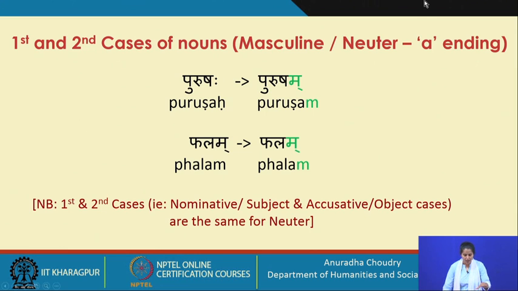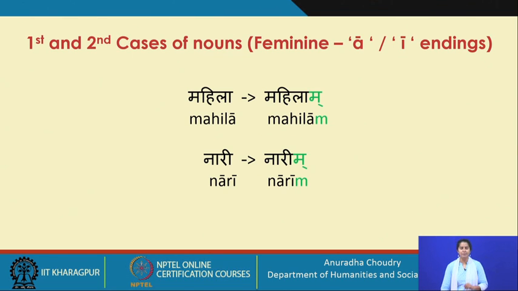So let's move on and just revise what we have seen. Purushaha becomes Purusham in the masculine. In the neuter, Phalam stays Phalam. You can see that I have mentioned it down there as a point to be noted, that first and second cases are the same for the neuter. For the feminine, we have Mahila, Mahilam, Nari, Narim.